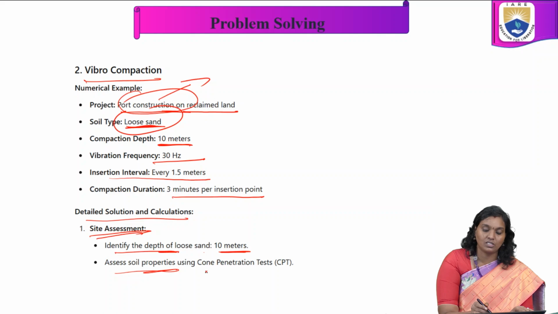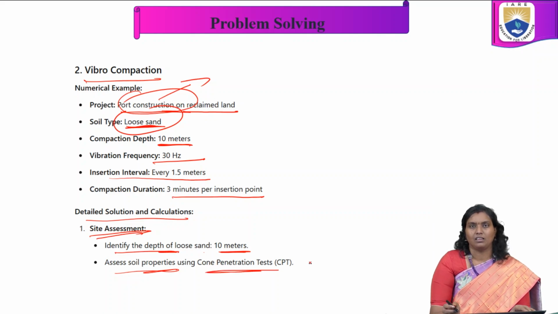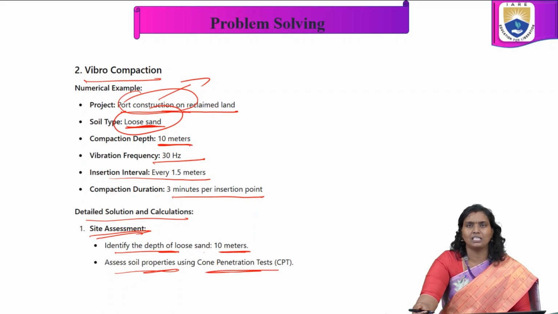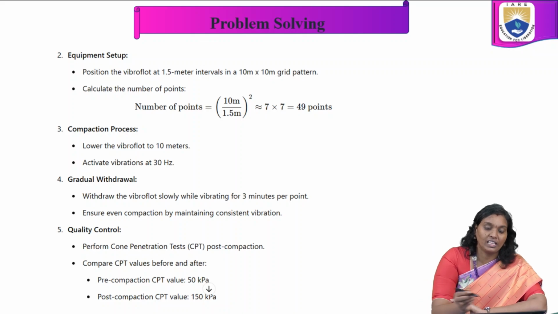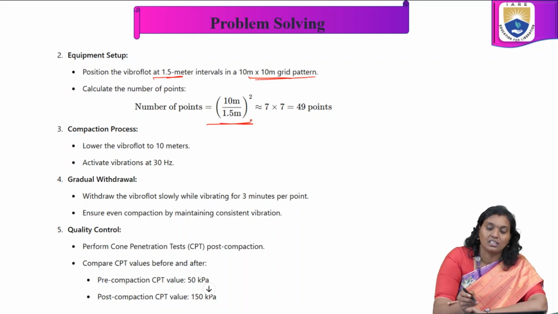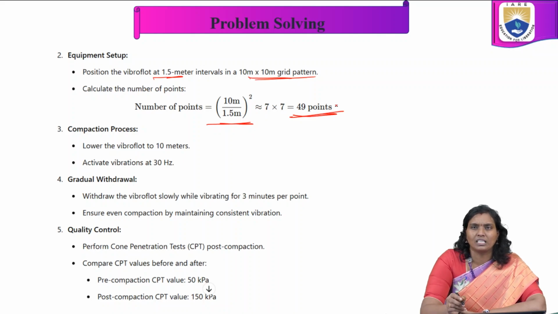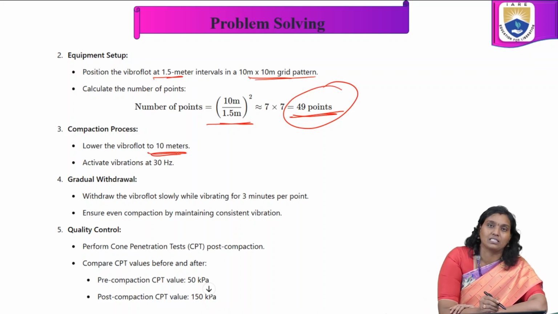Assess soil properties using the cone penetration test. For understanding the properties of this particular locality, we choose the cone penetration test. Now equipment setup: position the vibro float at 1.5 meter intervals in a 10 meter grid pattern. Calculate the number of points using this formula, which gives 49 points. Here, in the compaction process, lower the vibro float to 10 meters.